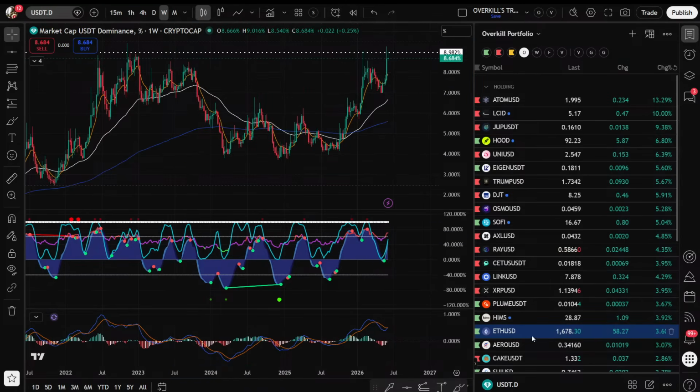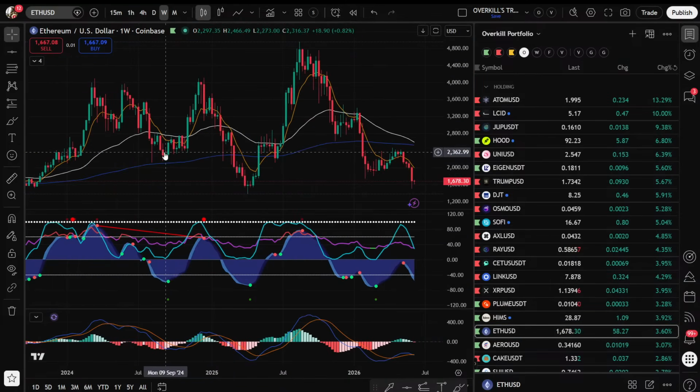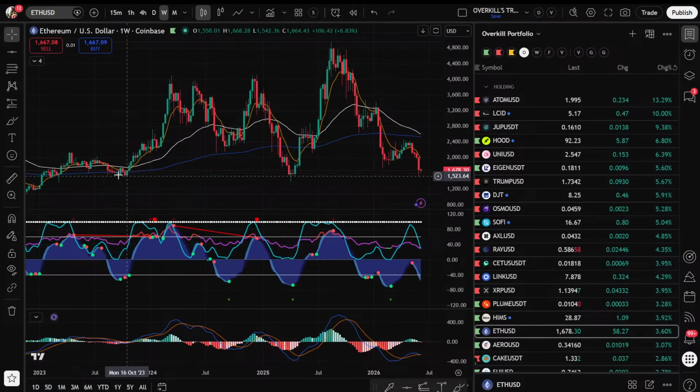October of 2023. Where was Ethereum in October of 2023? October 2023. We were at the top? Oh.